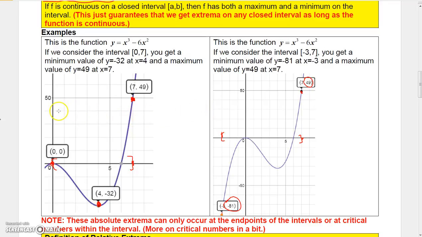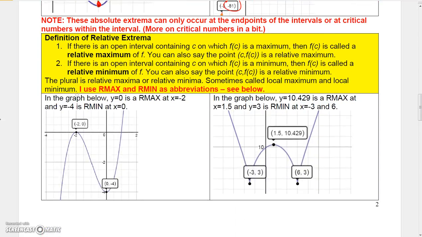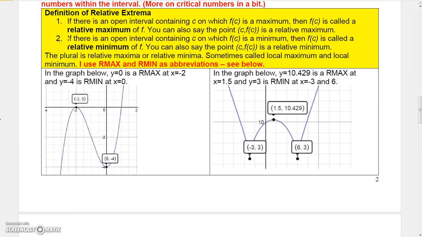So it turns out that when you're looking for absolute extrema on a closed interval, sometimes the extrema can occur at the endpoints of the interval. Like here, the extrema occurred at the endpoint 7, 49, and same thing here. But sometimes the extrema could occur at a value within the interval. So we need to figure out how we can determine what those extrema are on a closed interval, and we'll get to that. Okay, so now I want to talk about relative extrema.